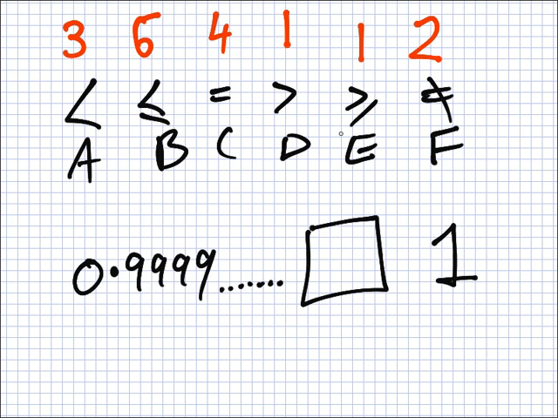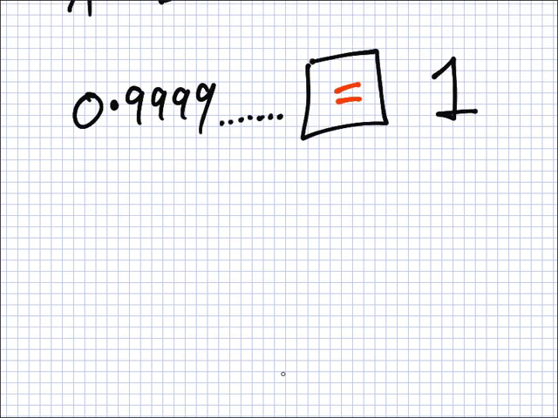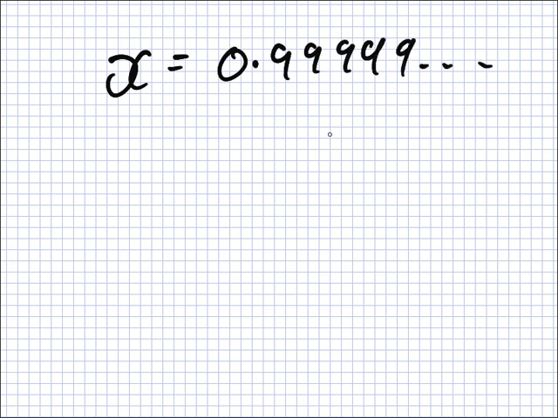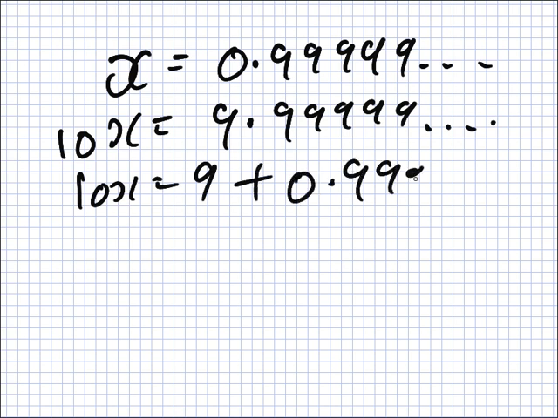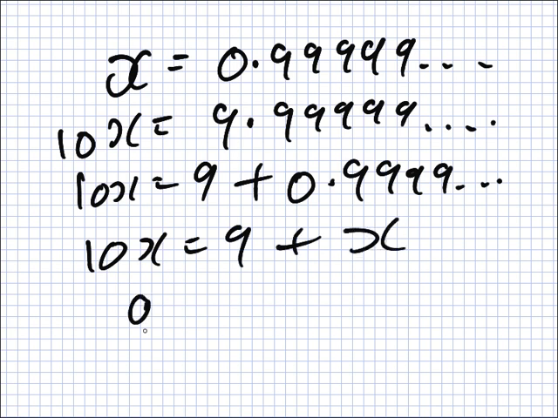The answer that best fits in the box here is the C. Really? Now watch. x equals 0.99999, etc. Multiply by 10. 10x equals 9.99999. 10x equals 9 plus 0.99999. 10x equals 9 plus x. 9x equals 9. x equals 1.